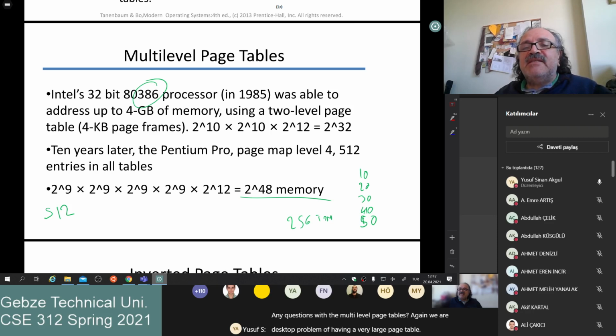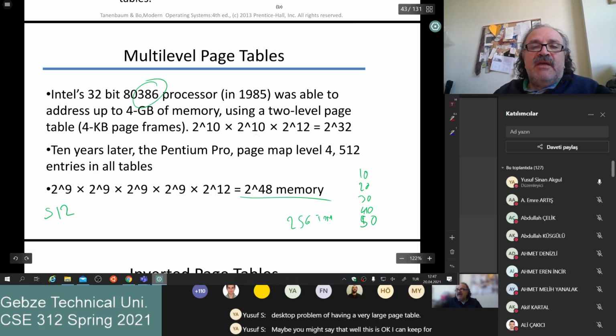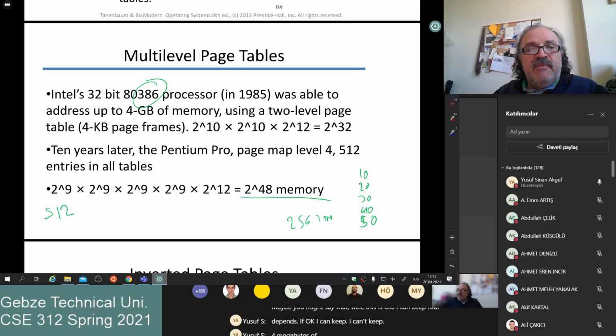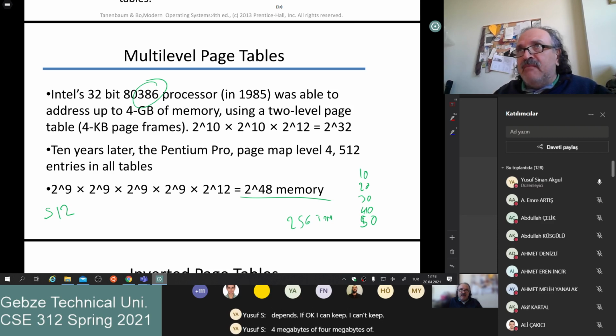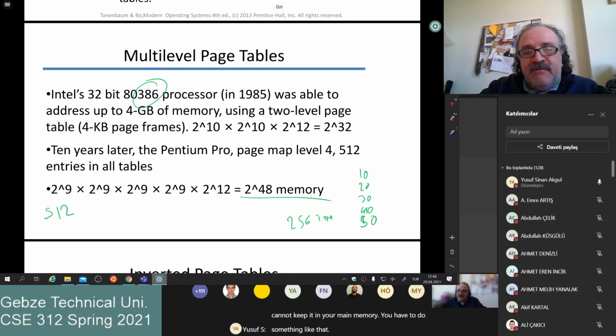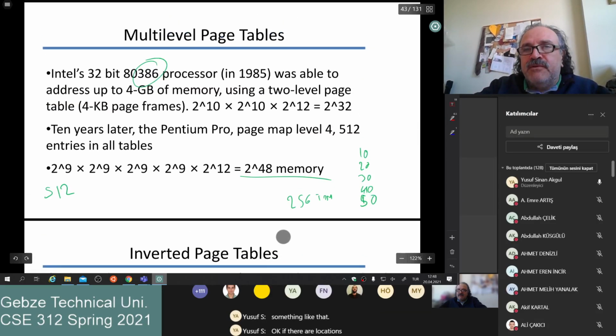Maybe you might say that, well, this is okay, I can keep 4 megabytes of data in my main memory for the Pentium. But in 1985, 4 megabytes of main memory is not something that you see every day. That was too big a memory. It was larger than your main memory, so you cannot keep it in your main memory. You have to do something like that. If there are no questions, then I will continue.